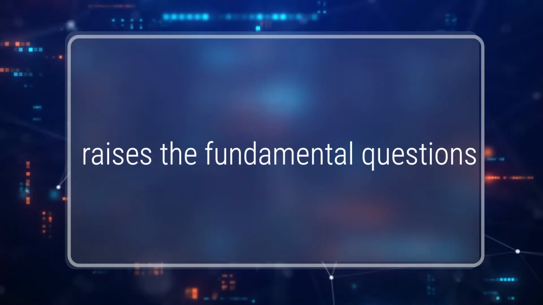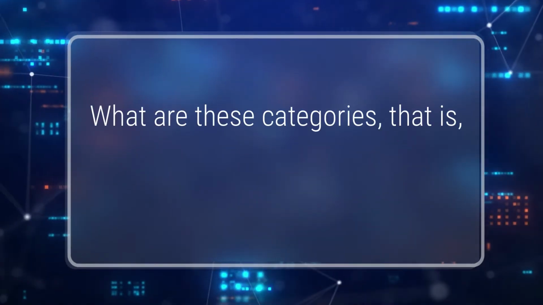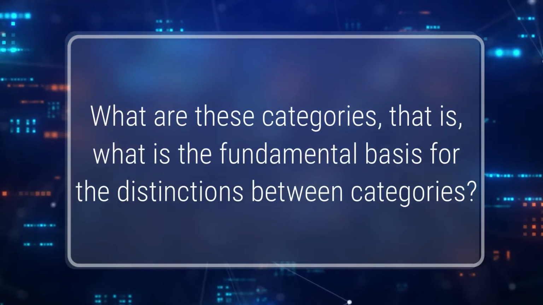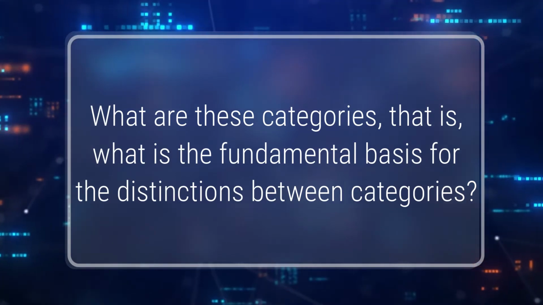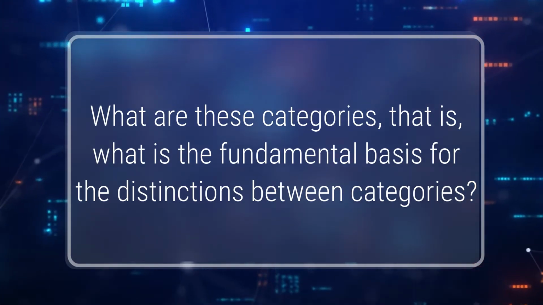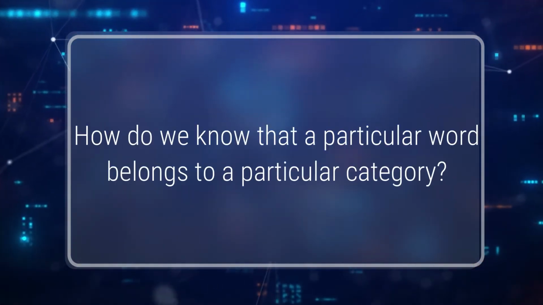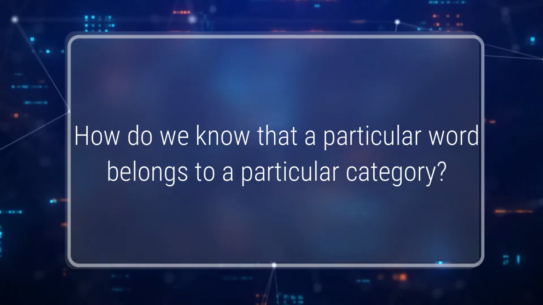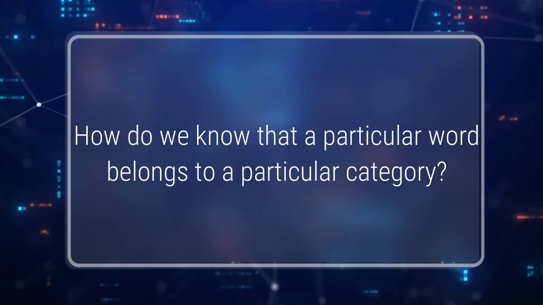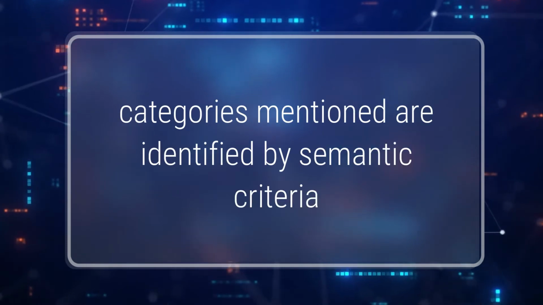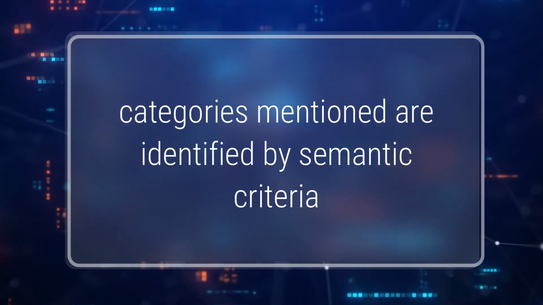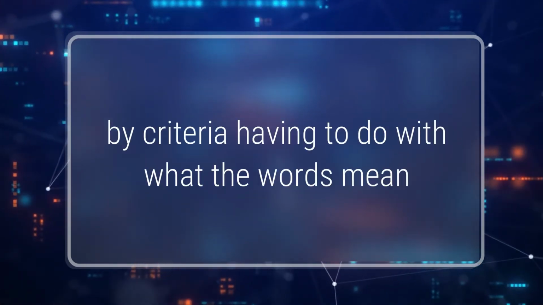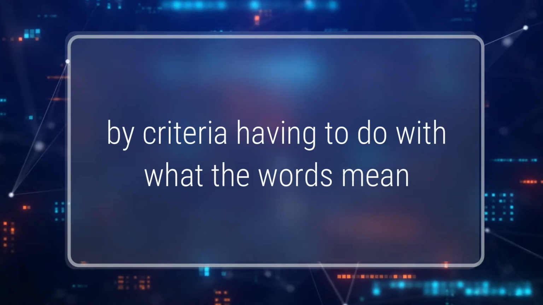This classification of words into categories raises fundamental questions. One, what are these categories? That is, what is the fundamental basis for the distinctions between categories? Second, how do we know that a particular word belongs to a particular category? Traditionally, the categories mentioned above are identified by semantic criteria, that is, by criteria having to do with what the words mean.